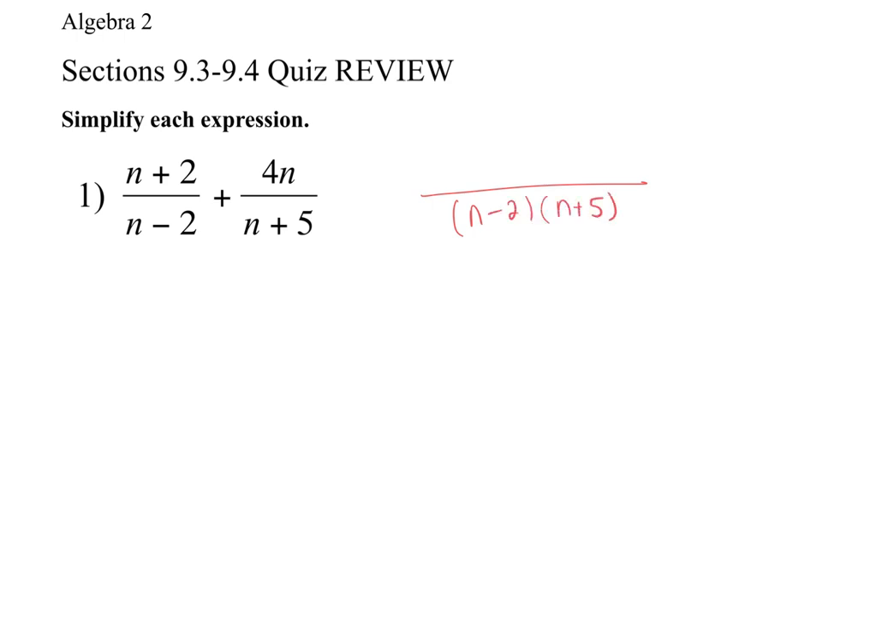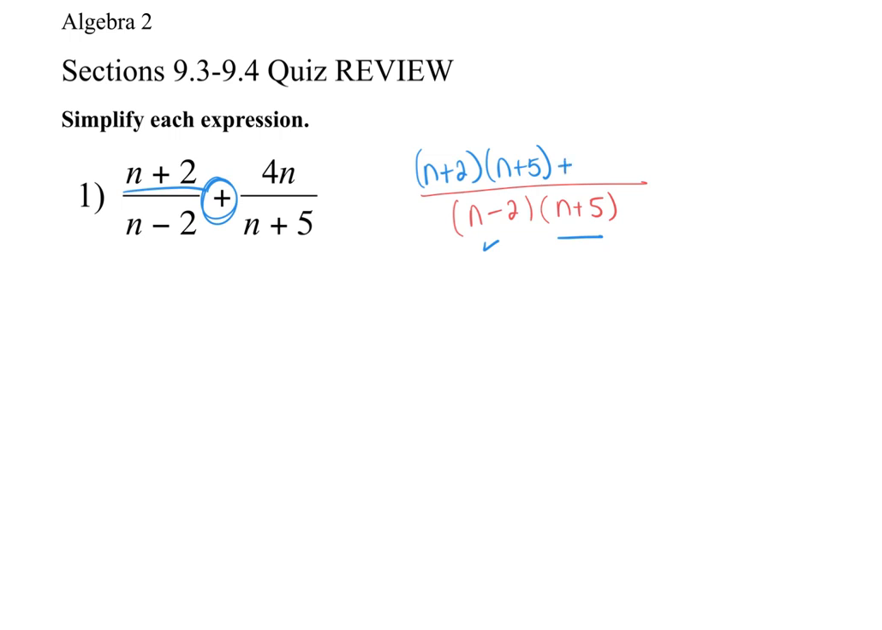I'm then going to take each numerator. So I'm going to take the n plus 2, and I'm going to look and say, well, the n plus 2 has that n minus 2. All I need is the n plus 5. So I'm going to multiply by the n plus 5. Then you're going to put whatever sign is in between it, which in this case is a plus.